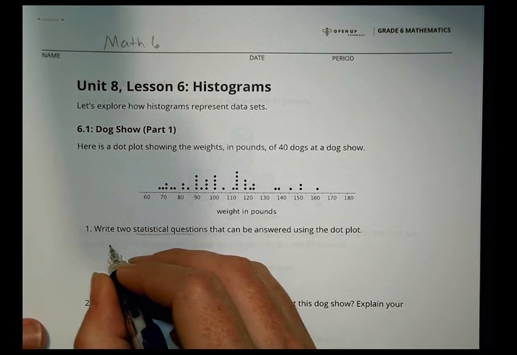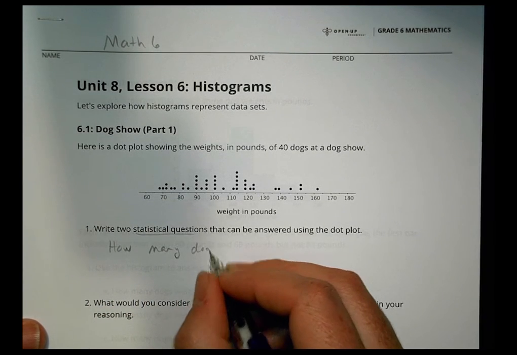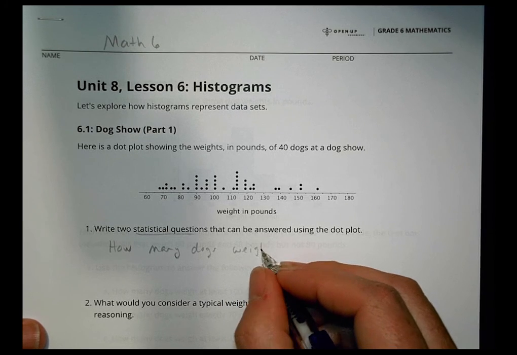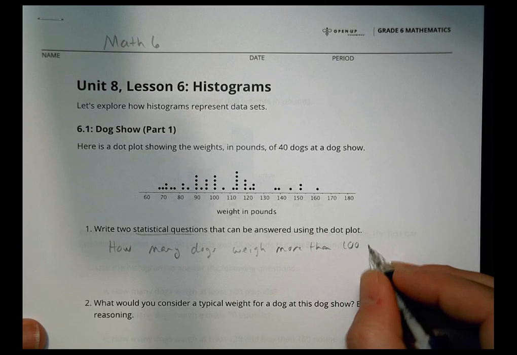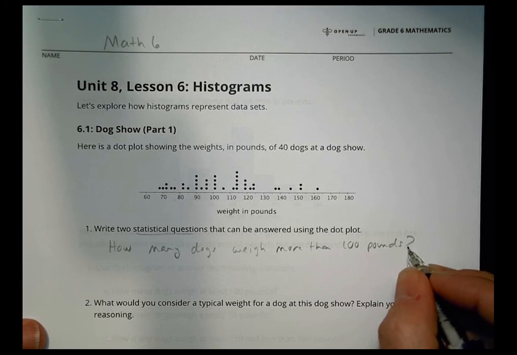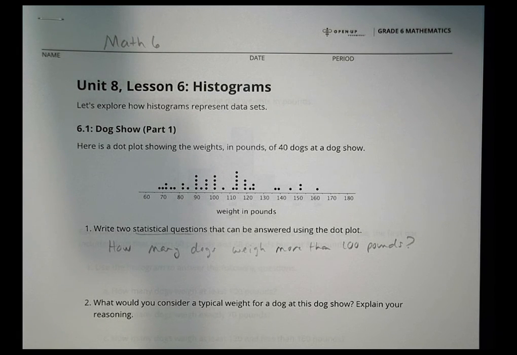Okay, we could ask something like, how many dogs weigh more than 100 pounds, right? And that would be something we could ask, where we could use a dot plot to help us figure that out, and we could get an answer there. We can also find out things like how heavy is the heaviest dog, or what's the difference between the heaviest and the lightest dogs. Those are all things you could ask based upon that dot plot right there.